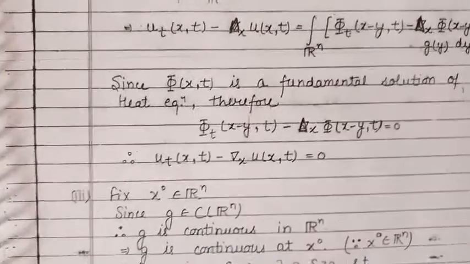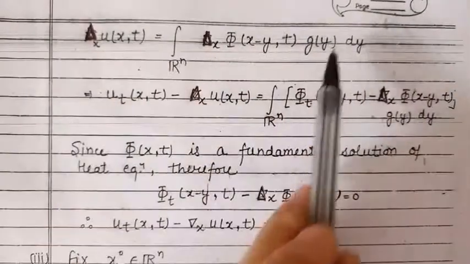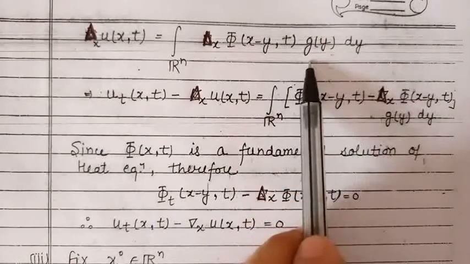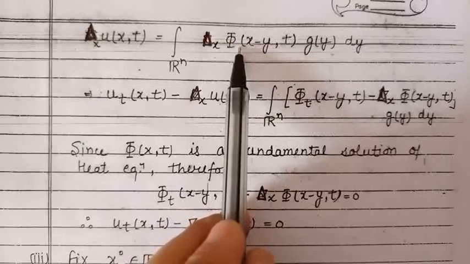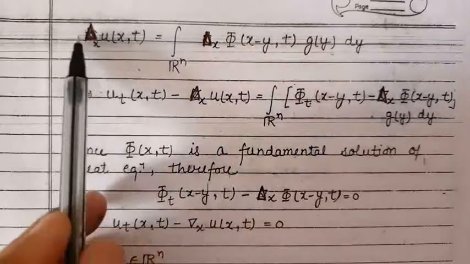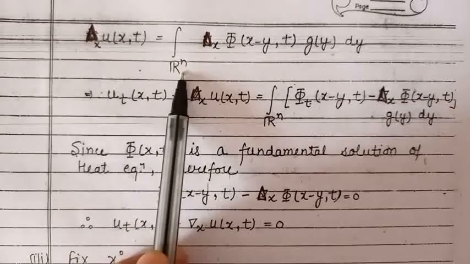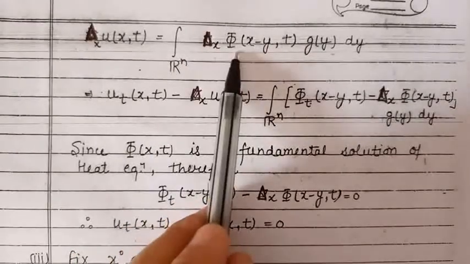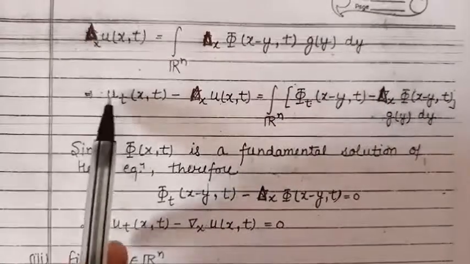Now let us find the Laplacian of the function u with respect to x. Because again g is not a function of x, the Laplacian will be only of the function phi. So the Laplacian of function u is equal to the integral over Rn of Laplacian of phi into the function g.